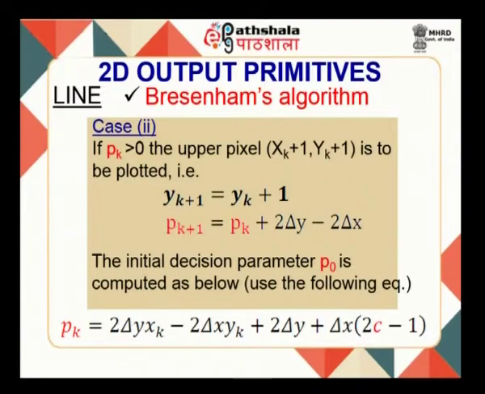So, finally, we got the two cases, and quickly if we summarize this, we are using the notation k in the suffix, which means we are using recursive equations. Every next decision parameter is dependent on the previous decision parameter. So, we have to start with some known initial parameter, isn't it. That means we have to start with k equal to 0; unless we know the initial decision parameter, we cannot compute the next decision parameter and so on. So, how do we calculate p naught?